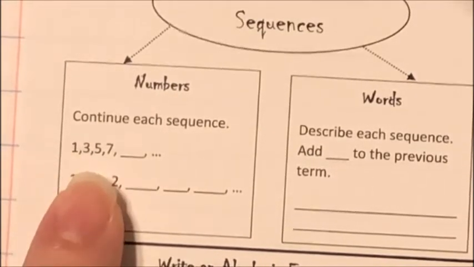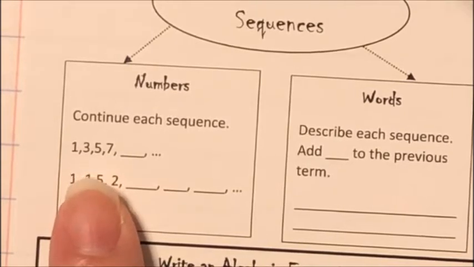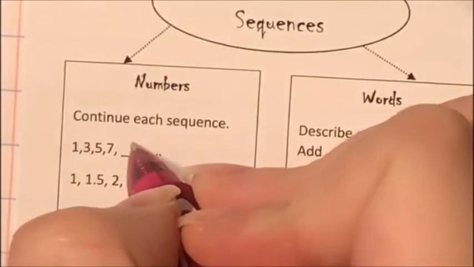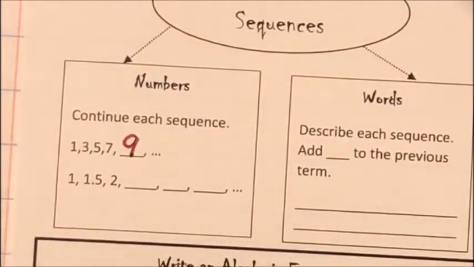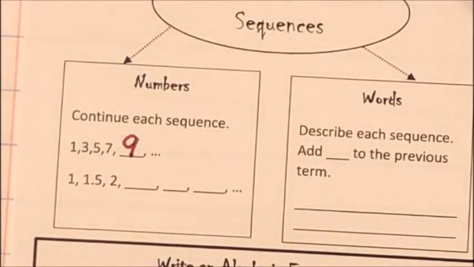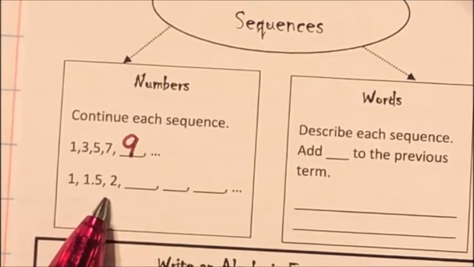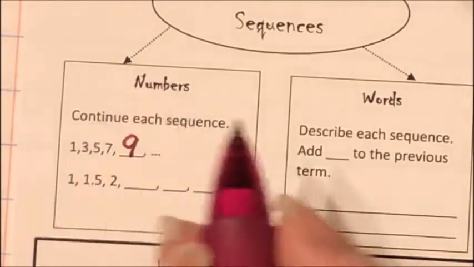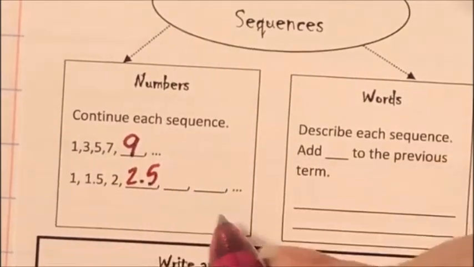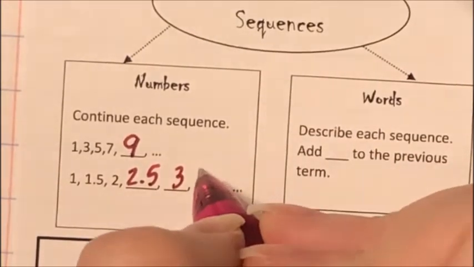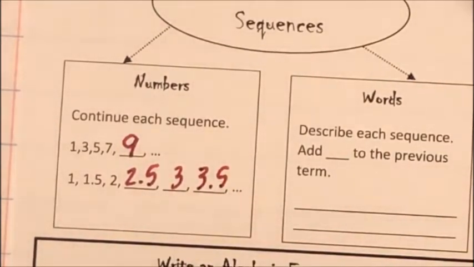1, 3, 5, 7. What are you going up by every time? That's right, 2. You go up by 2 every time. So 7 plus 2 is 9. So the next term in the sequence would be 9. Okay. The next one I have 1, 1.5, 2. What are you going up by each time? 0.5. So 2 plus 0.5 is 2.5. 2.5 plus 0.5 is 3. 3 plus 0.5 is 3.5. Okay.